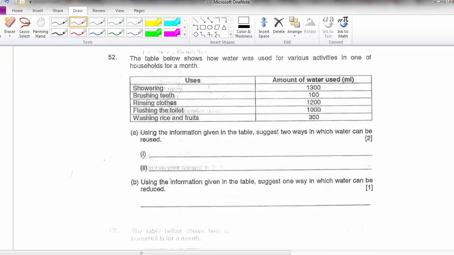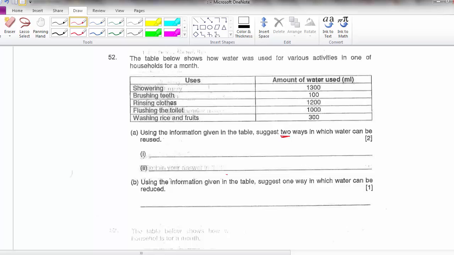52. So this table shows how water was used for various activities in one of the households. Alright, so using the information given in the table, suggest 2 ways. So I only want 2 ways in which water can be reused. Okay, so what are the 2 ways?